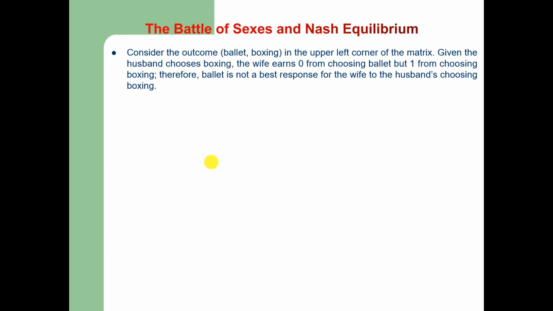Now consider the outcome ballet, boxing, in the upper right corner of the matrix. Given the husband chooses boxing, the wife earns 0 from choosing ballet, but 1 from choosing boxing. Therefore, ballet is not the best response for the wife to the husband's choosing boxing. In notation, ballet does not belong to the best response of player 1 when the husband chooses to go to the boxing match. Hence, ballet, boxing cannot be a Nash equilibrium.